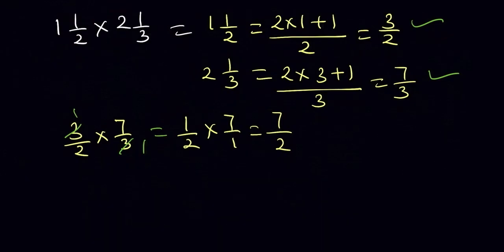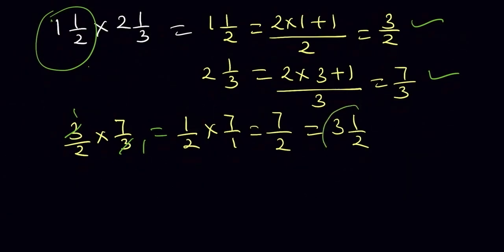Then we convert this 7 by 2 into a mixed number. 7 by 2 is equal to 3 1 by 2. Our question was in mixed fractions, so in the same way we will give the answer as a mixed fraction. You already know how to convert a fraction into a mixed fraction.